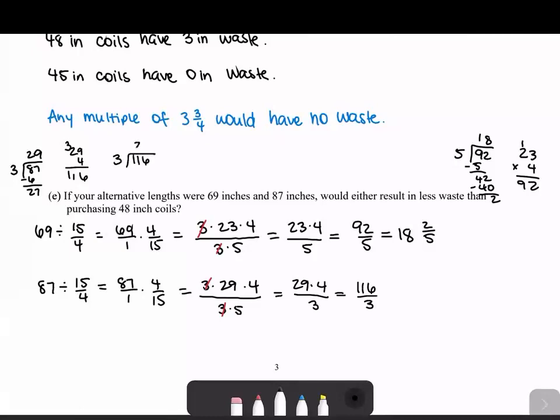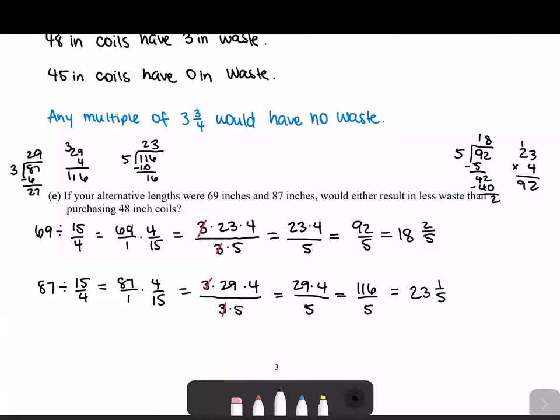I'm sorry, this denominator should be 5. My apologies. I was going to say, that seemed really high. Okay, 116 divided by 5. 5 goes into 11 twice, with 1 left over. 5 goes into 16 3 times with 1 left over.